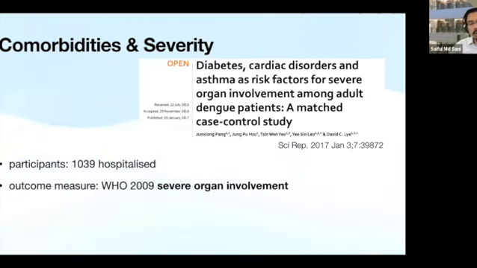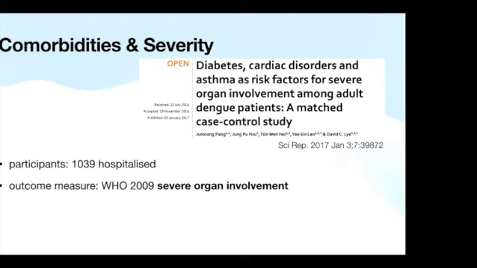Another paper that came out from Singapore looked at 1,000 patients who were hospitalized. But in this study, they move a little bit higher level in terms of who among the hospitalized patients developed severe organ impairment according to WHO 2009 criteria. As I've mentioned, severe dengue based on WHO 2009 criteria is divided into 3: severe plasma leakage, severe bleeding, and severe organ impairment. So they look at who ends up developing severe organ impairment.